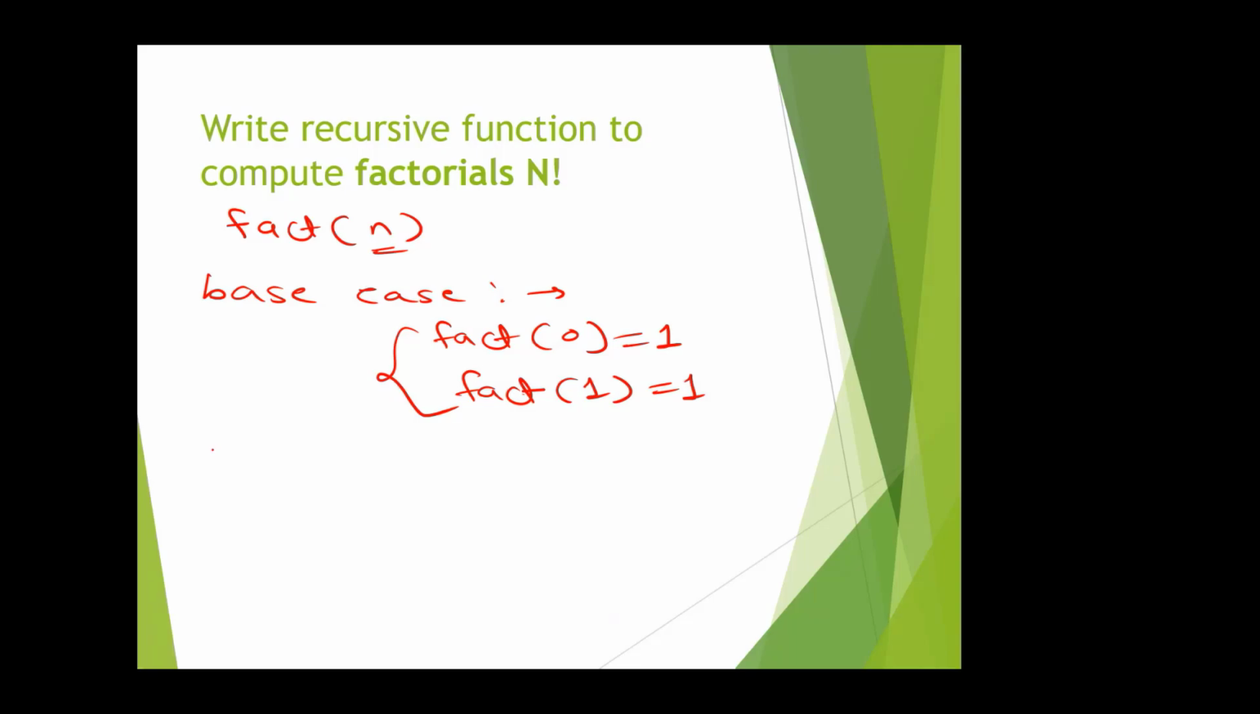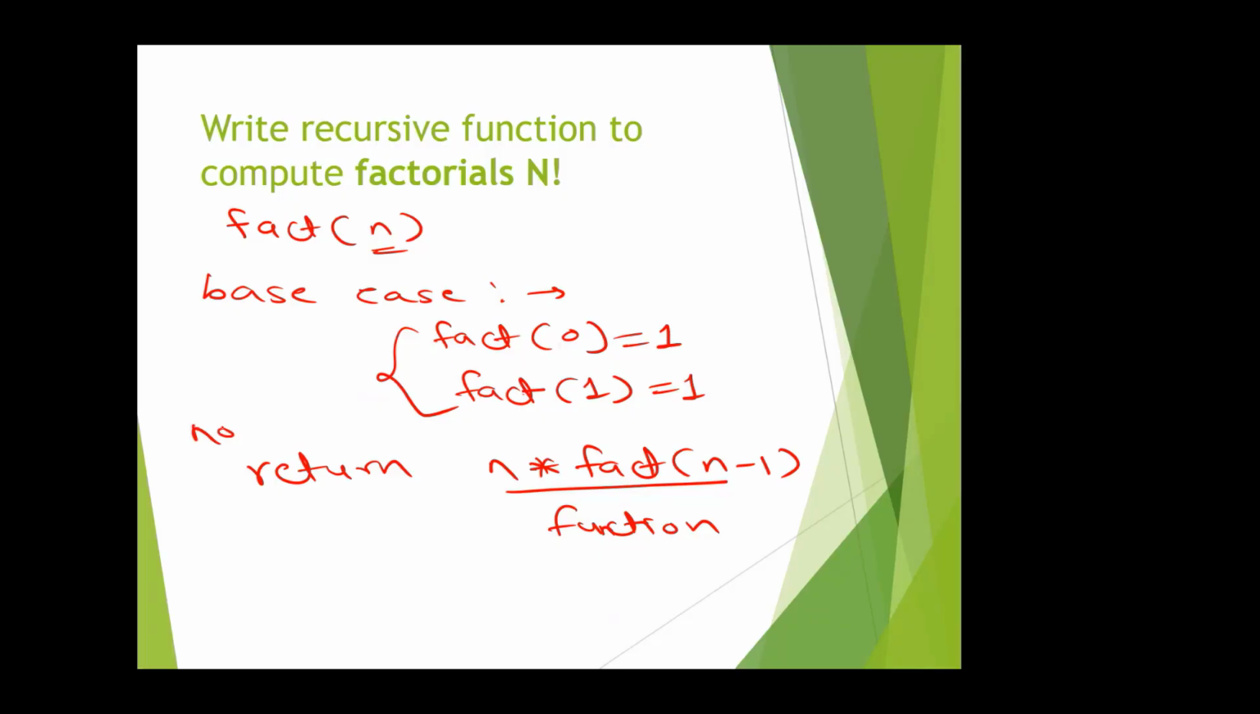And the second thing is, when it is not the base case, then what should happen? When we are calculating factorial of n, return me n multiplied by factorial of n minus 1. So this is my actual functioning that will happen inside the recursive function. Two things: if it is the base case, what should happen? If it is not the base case, then what should happen?